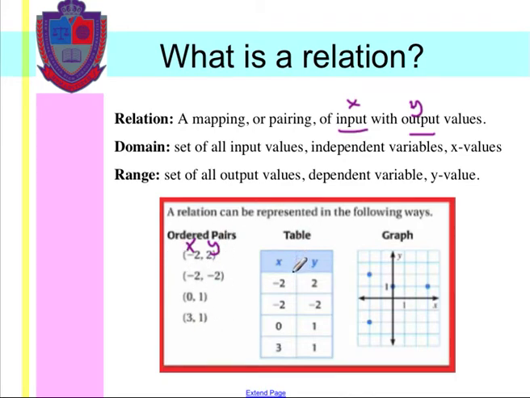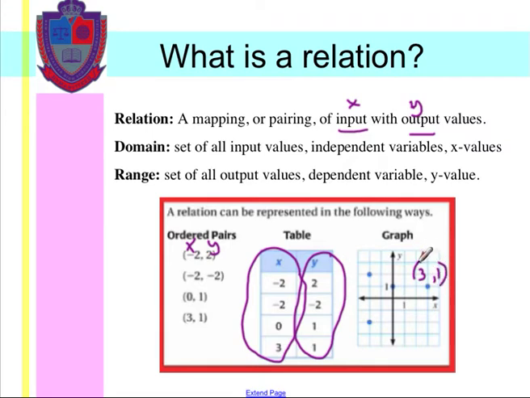Same goes for a table. All these x will be my domain, and all these y will be my range. Now similarly for a graph, you will pick a point. So let's say this point, this is (3, 1). And then it goes back. This is my x, that's my y. So I will get all my x as my domain and my y as my range.